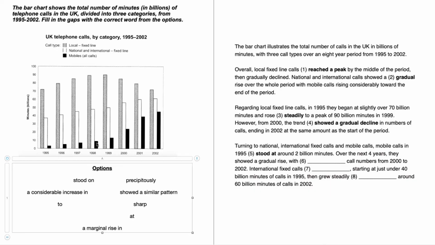Again, we're still talking about mobiles, with blank call numbers from 2000 to 2002. So we're looking at 2000 to 2002, what happened? And if you look at this gradual increase from 1995 to 1999, you see it's somewhat different in 2000 to 2002. It's actually a greater increase. So if we're looking here at our options, it would not be a marginal rise because it is more dramatic than that. And so the best option here would be there was a considerable increase in call numbers.